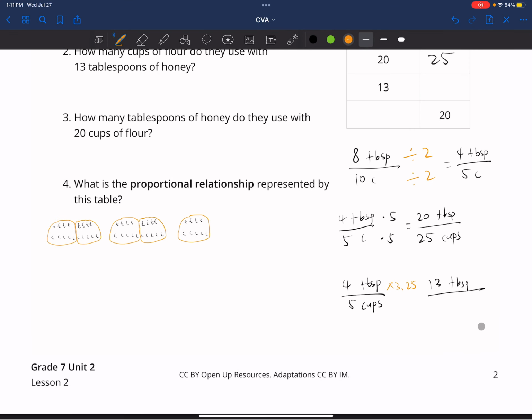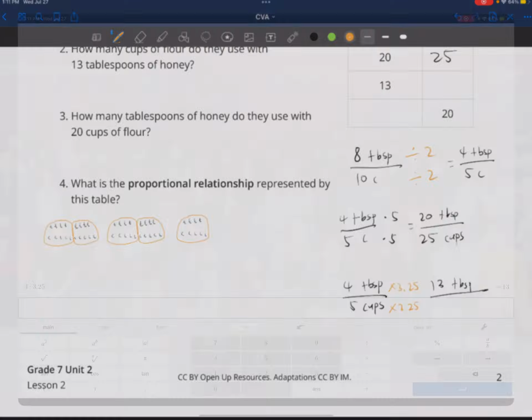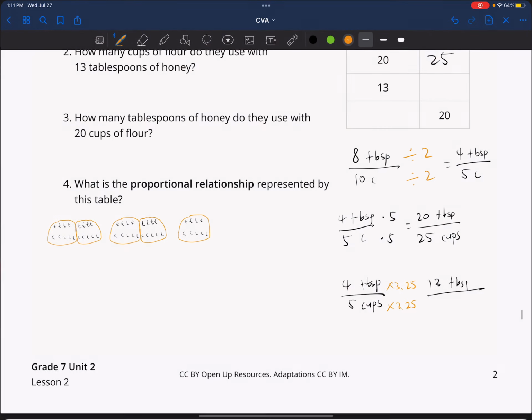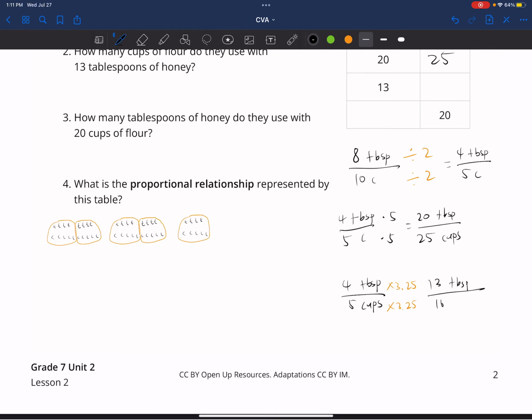So then what we need to do also is we have to do that to the bottom, and times 3.25, 5 cups times 3.25. 5 times 3.25 is 16.25 cups. Right? 0.25, by the way, is a fourth, if you guys didn't know that. Now, if I have 13 teaspoons, I have 16.25 cups. That is the answer for that one.